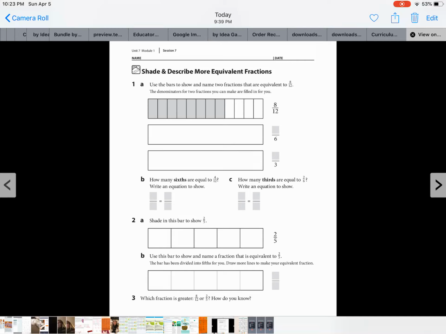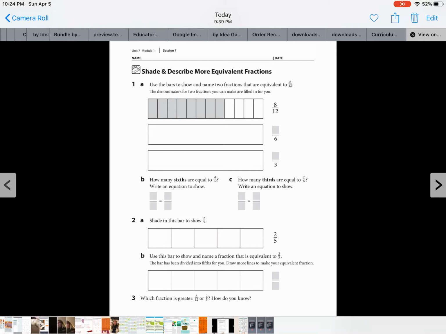Okay, and then on page 267, which I have a screenshot of now, I want to also remind you about the importance of using something like a straight edge to help you when you are comparing these fractions. So let's just take a look at one of those problems together. This is problem 1A. Use the bars to show and name two fractions that are equivalent to 8/12.